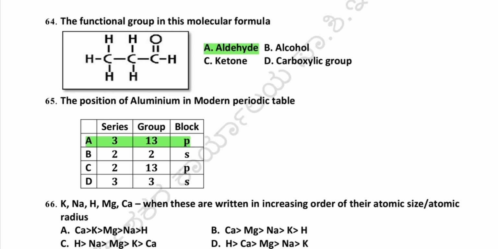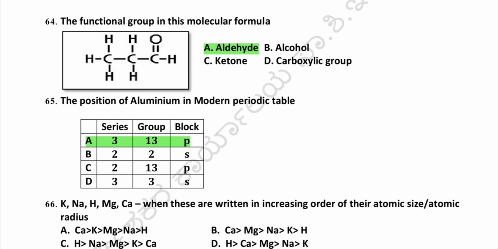Question number 64. The functional group in this molecular formula is CHO. That means the functional group is aldehyde. The position of aluminium in modern periodic table is, it belongs to P block, 13 group and third period. Therefore, the correct answer is option A. By writing electronic configuration for aluminium, you can find out block, group and period.